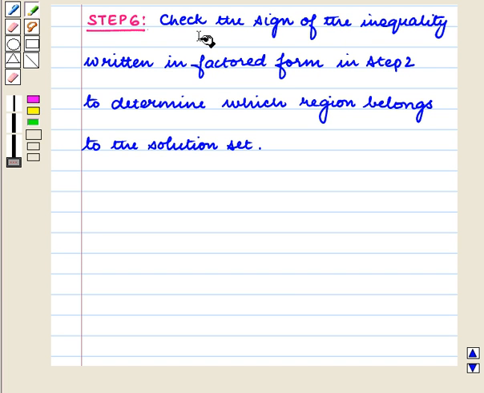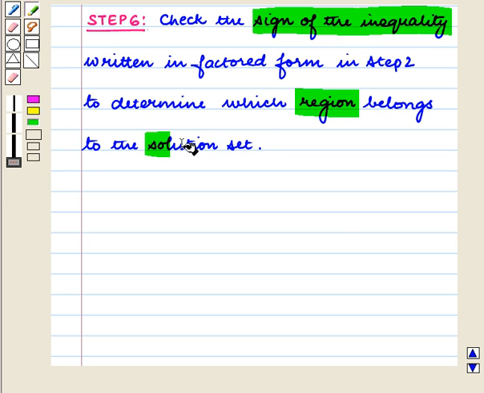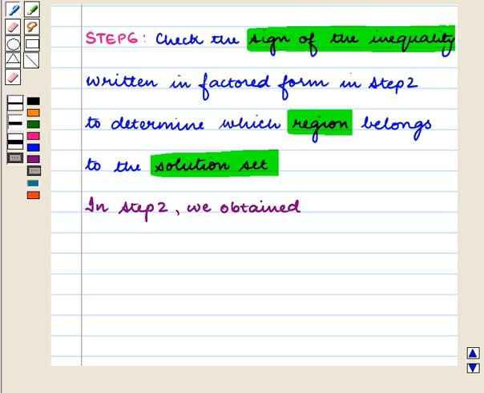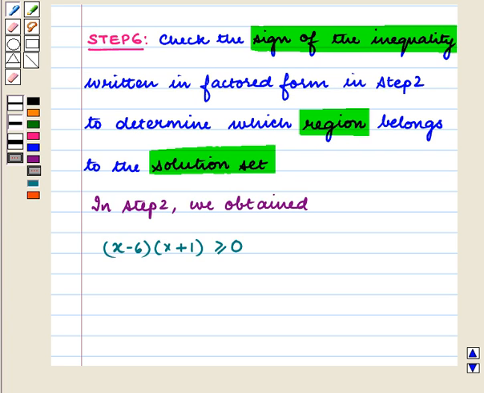Our next step is to check the sign of the inequality written in factored form in step 2 to determine which region belongs to the solution set. In step 2, we obtained the inequality in factored form, that is (x - 6)(x + 1) ≥ 0. Now we check the sign of LHS of the inequality for each region by choosing any point in the region.